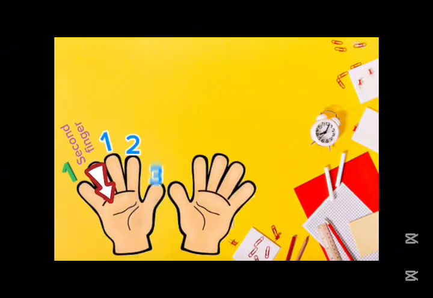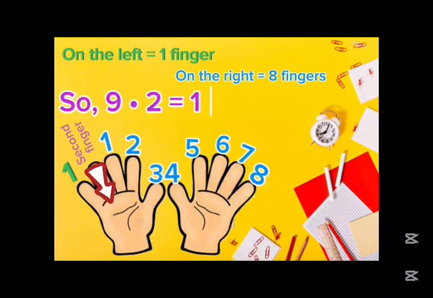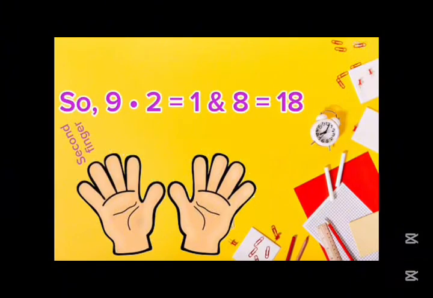9 times 2 equals... the first finger down. 1, 2, 3, 4, 5, 6, 7, 8. On the left equals 1 finger. On the right equals 8 fingers. So 9 times 2 equals 1 and 8, 18.